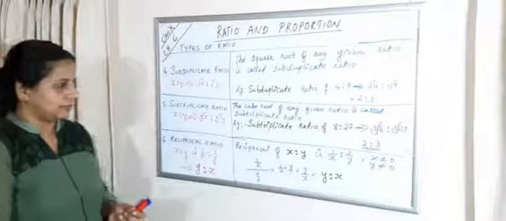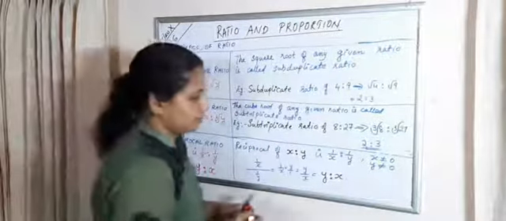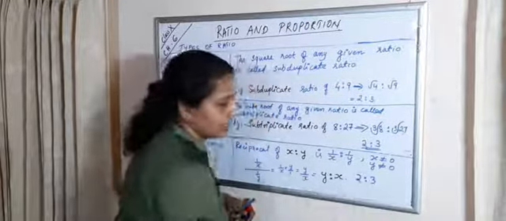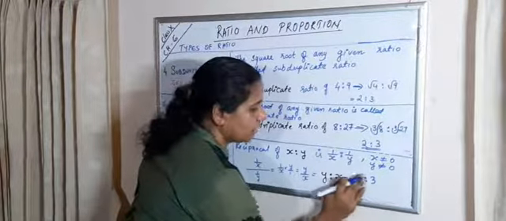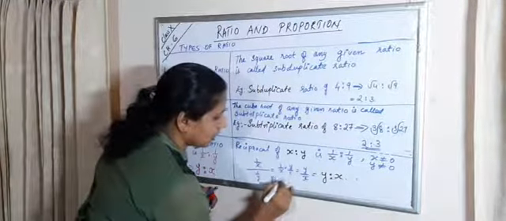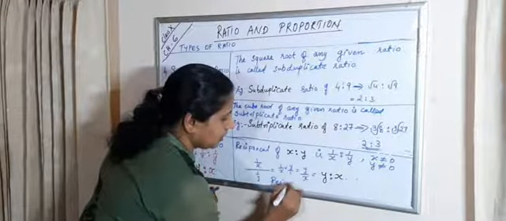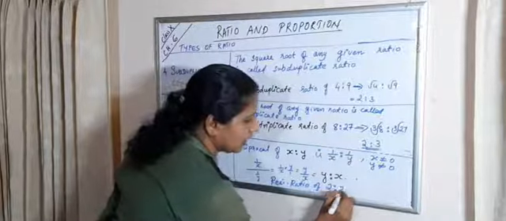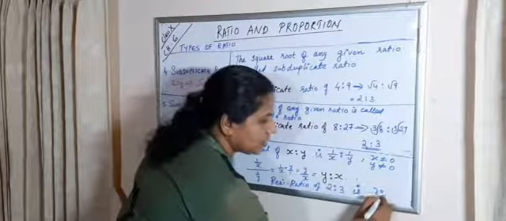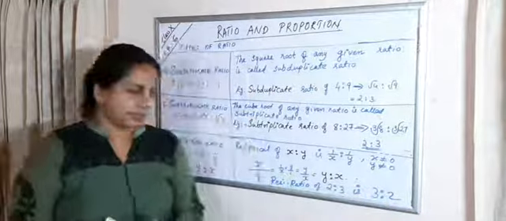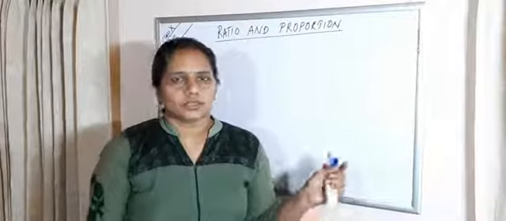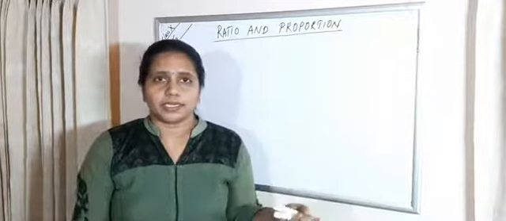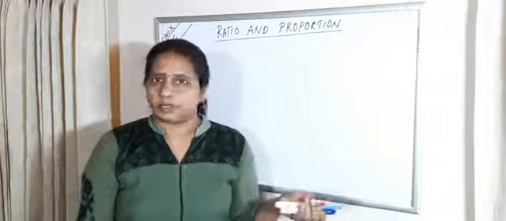Clear? Okay. Then tell me, what is the reciprocal ratio of 2 is to 3? The reciprocal ratio of 2 is to 3 is 3 is to 2. Okay? Good. So take your notebook and write duplicate, subduplicate, subtriplicate and reciprocal ratio.